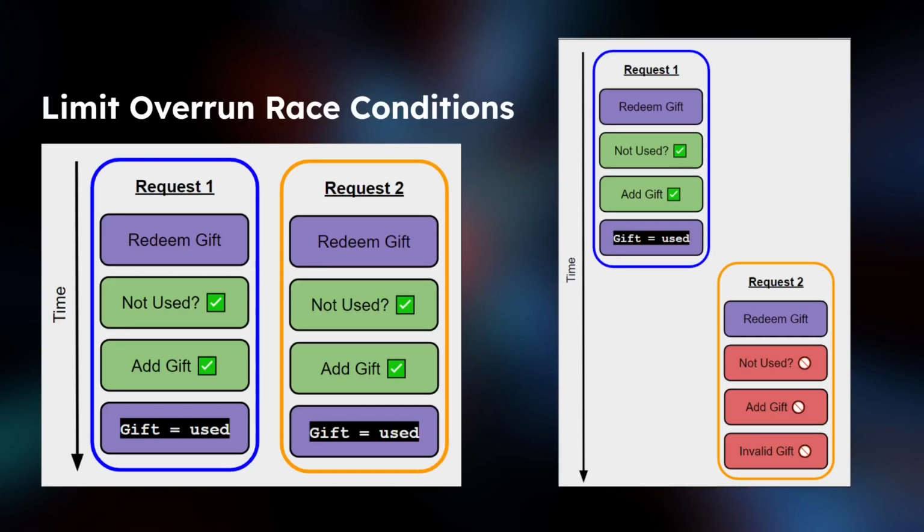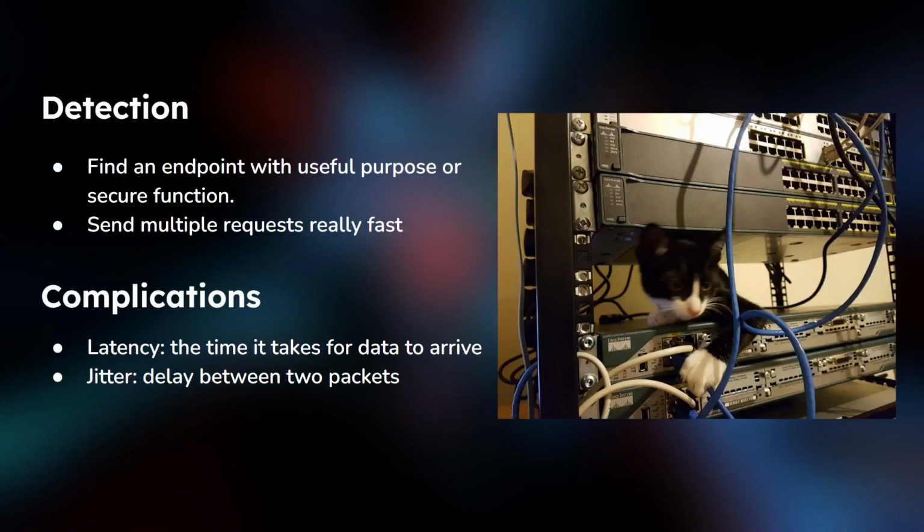This technique can be pretty wide in terms of actually finding stuff with it. And the ability to detect limit overruns and exploit them is pretty straightforward. Just look for an endpoint that has some kind of useful purpose or a secure function, like a password reset, or checking out your cart, or adding a promo code. And then just send that request a bunch of times, maybe with different sessions, maybe with the same session, or something along those lines. And really that's the meat and potatoes of the limit overruns.